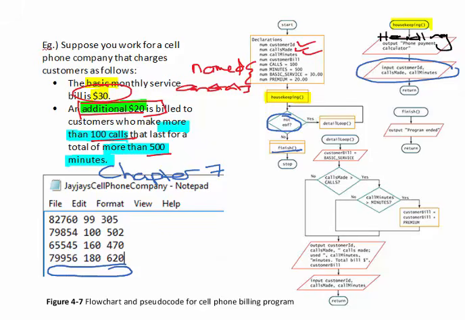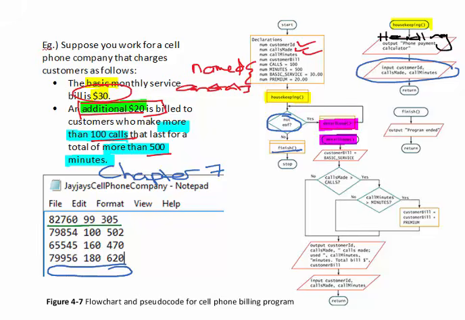So let's start our program. We input customer read, so customer ID, calls made, and call minutes. We are working with our first one here. 82760 is now stored into customer ID, 999 is stored into calls made, and 305 is stored into call minutes. So we go into our not end of file, because we're definitely not at end of file in the beginning. We go into our detailed loop.